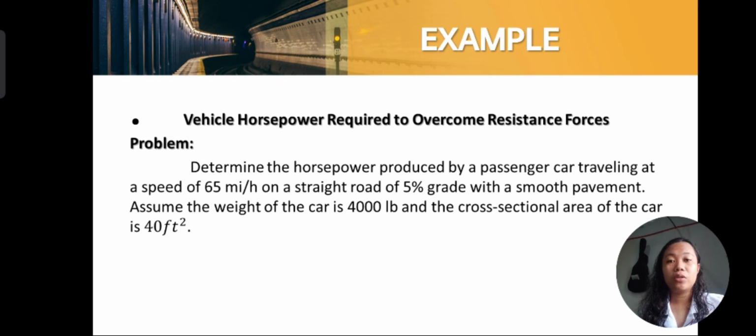The first step that we need to do is to identify which among those 4 resisting forces we can use to solve this problem. As stated here, the passenger car is traveling on a straight road, which means that there's no curve resistance. Therefore, to find the resistance, we only need to compute the air resistance, grade resistance, and the rolling resistance. Here is the solution.